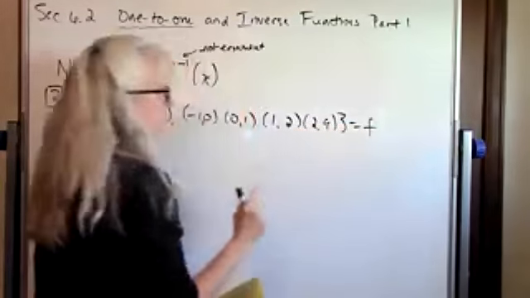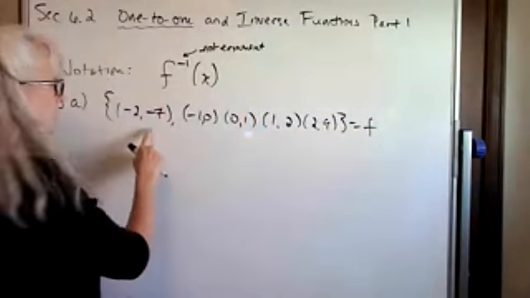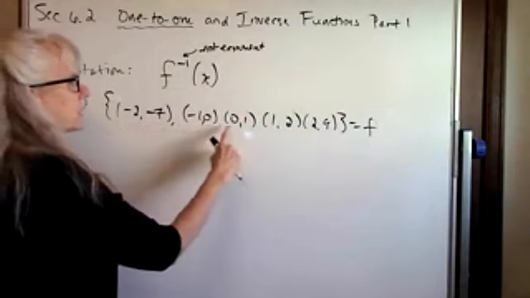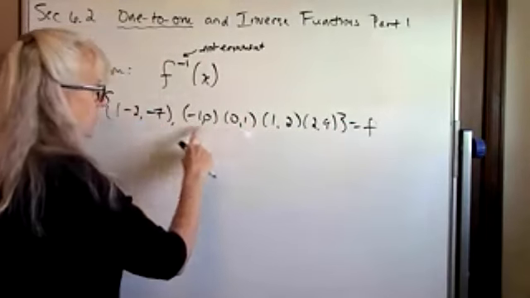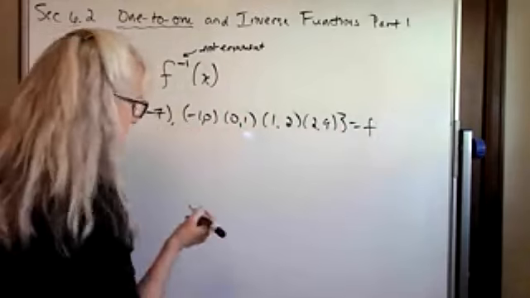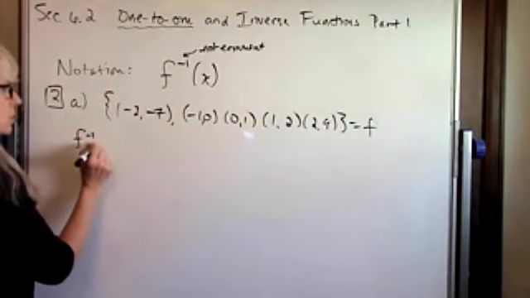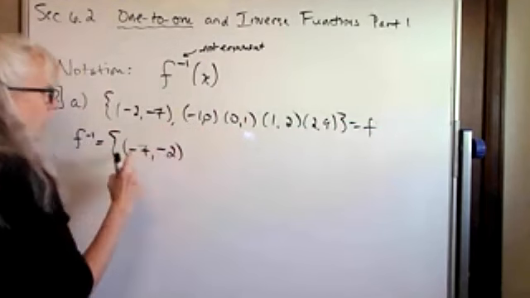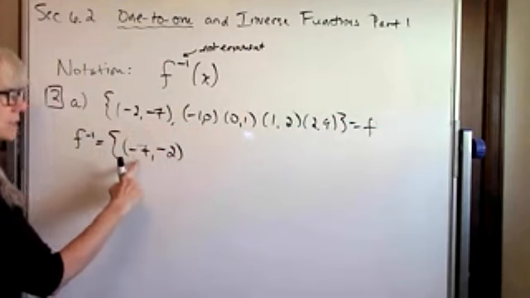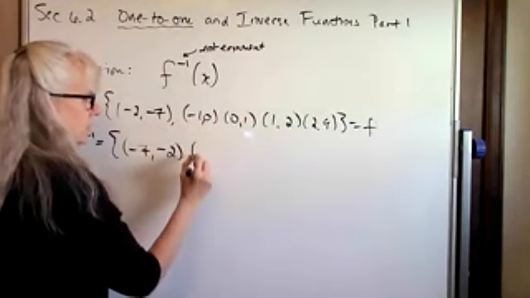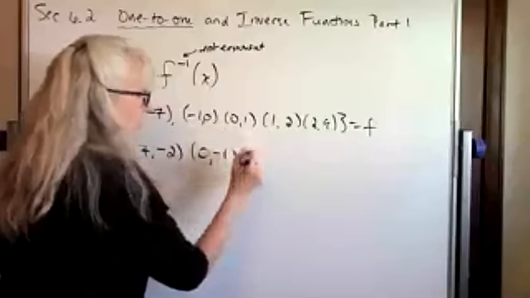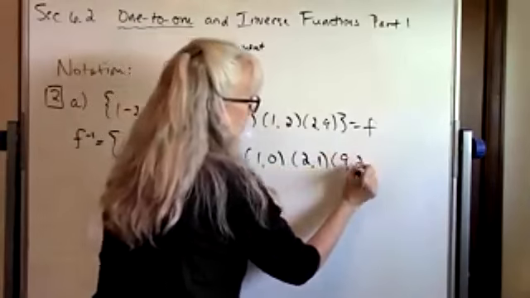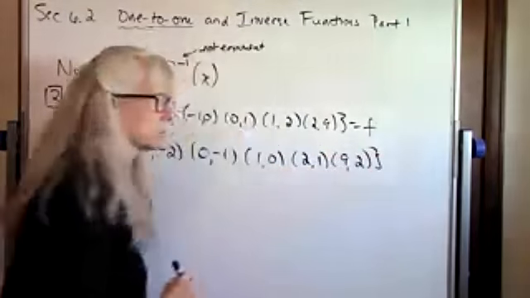Now notice that it is 1-to-1. Each input is giving me a different output, and each output comes from a different input. In other words, there's no repeated x's and no repeated y's. So I know it's 1-to-1. So then the inverse function is simply going to take each of those points and interchange their inputs and outputs, their x's and y's. The point that was -2, -7 becomes -7, -2. The point that was -1, 0 becomes 0, -1. 0, 1 becomes 1, 0. The next one would be 2, 1, and the last one would be 9, 2. And there's the inverse function.